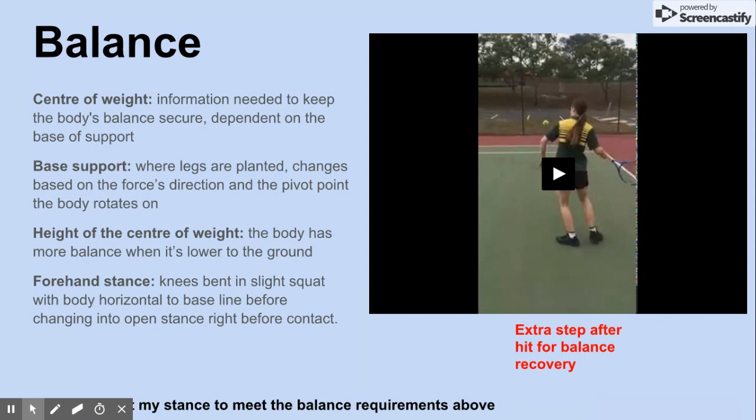When hitting a forehand shot, in preparation, the knees must be bent in a slight squat with the body horizontal to the baseline before changing into an open stance right before contact. Roger Federer does this to have a secure balance. I lack the ability to maintain balance, as shown in my video of my forehand, by me taking an extra step after the hit to recover my balance. To improve this, I'll correct my stance to meet the requirements above.